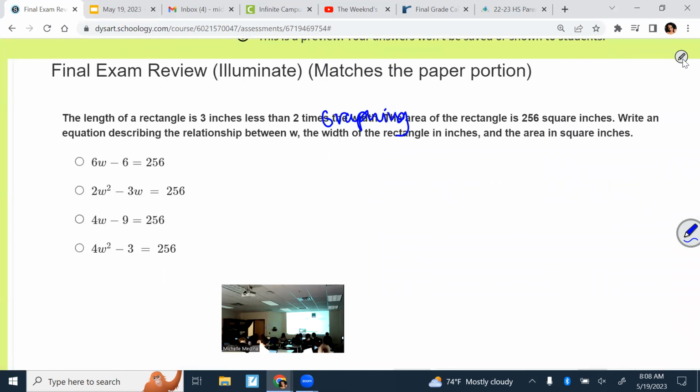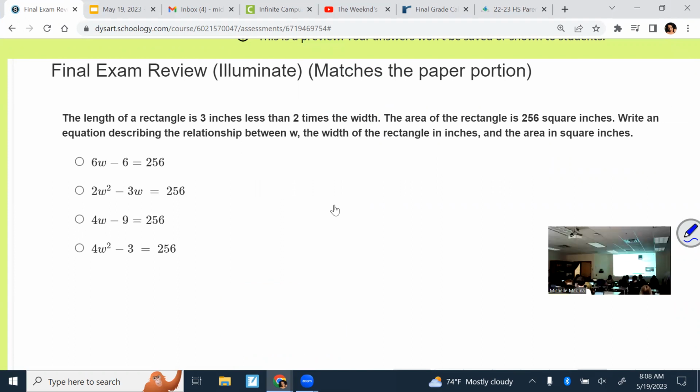Okay, so the length of a rectangle is 3 inches less than 2 times the width. The area of the rectangle is 256 square inches. Write an equation describing the relationship between W, the width of the rectangle in inches, and the area in square inches. So you would need to know the basic formula for area of a rectangle. What would that be? Okay, good.